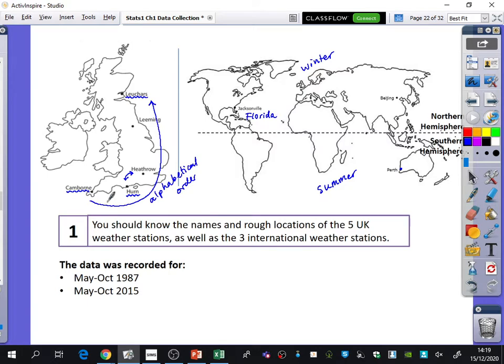So these go in alphabetical order, apart from Heathrow and Herne, which are switched. That's fine, because we know that Heathrow is in London. And the data that we have access to is only for 6 months, May to October, in 1987, and the same 6 months in 2015. So what they often like to do is to get you to compare how the weather has changed between 1987 and 2015. And we'll break that down a little bit more in just a second, okay?